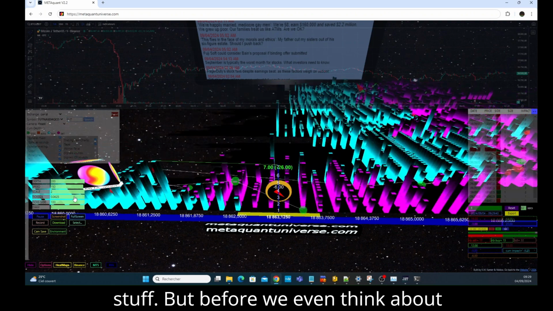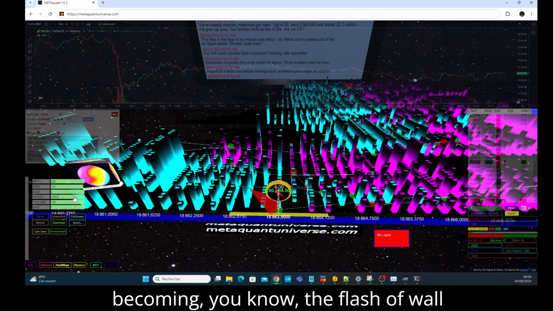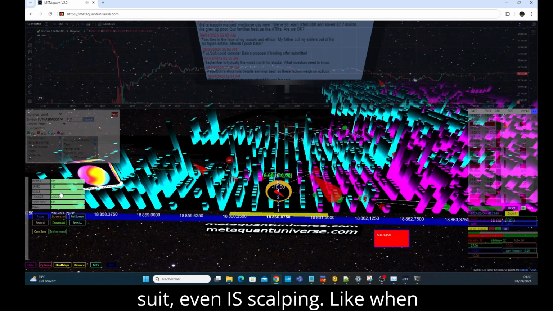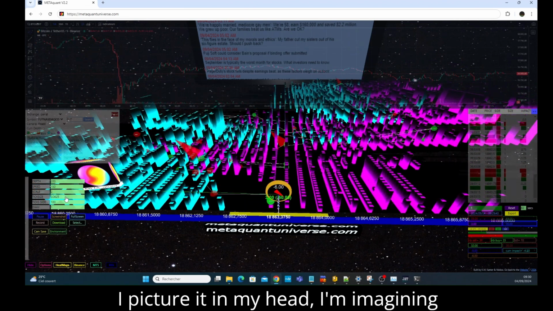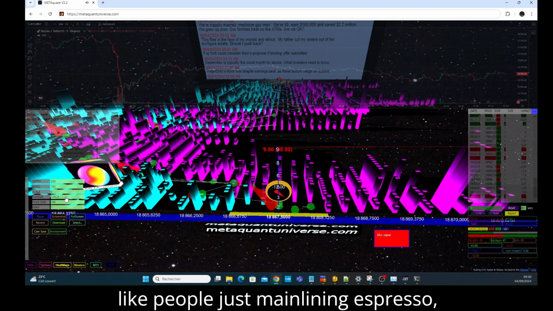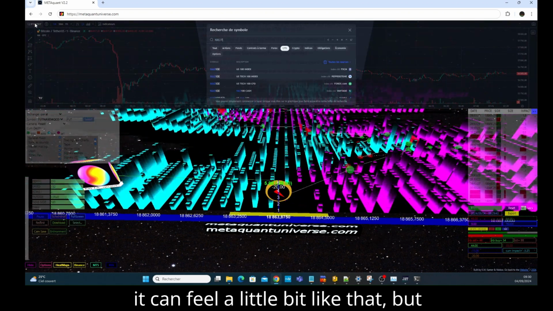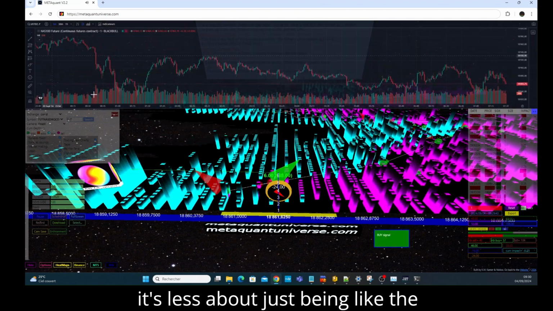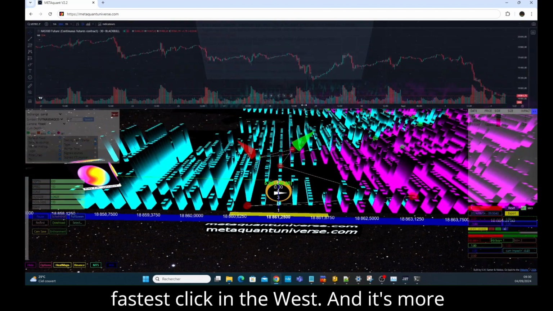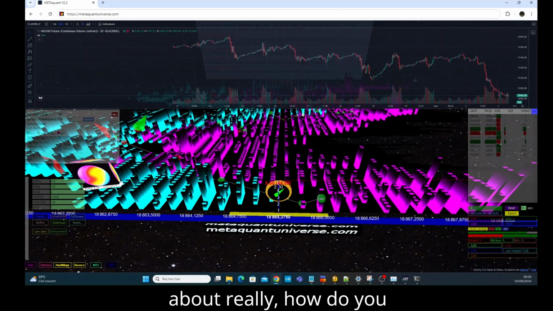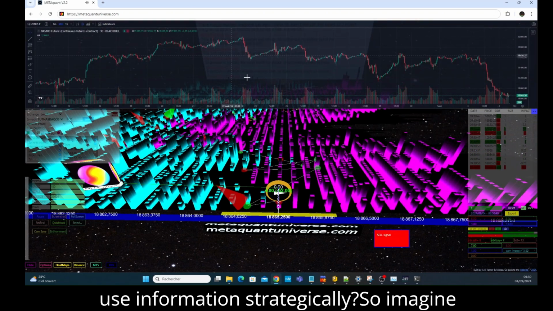But before we even think about becoming the Flash of Wall Street, what even is scalping? Right, when I picture it in my head, I'm imagining people just mainlining espresso, glued to their screens. Yeah, it can feel a little bit like that. But it's less about being the fastest click in the West, and it's more about how do you use information strategically?